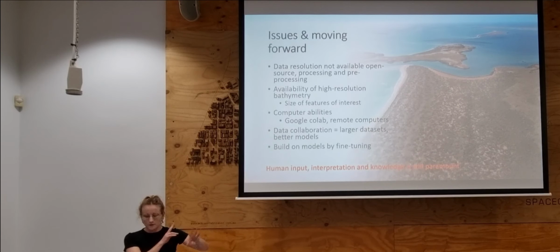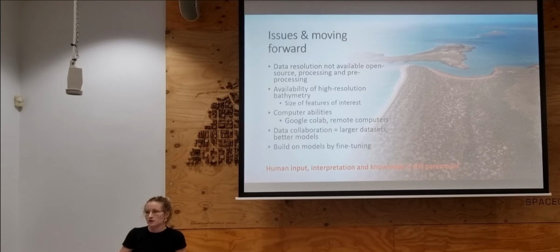Just briefly, a few little issues that come up and how to move forward. Data resolution is not really available open source, especially for bathymetry, for features you might be trying to find. For example, I'm looking for rocks of all different sizes, but you need quite high resolution to be able to discern what a rock is from vegetation or coral underwater, because you need to be able to find the roughness. That just isn't available publicly most of the time. So maybe moving towards that eventually.